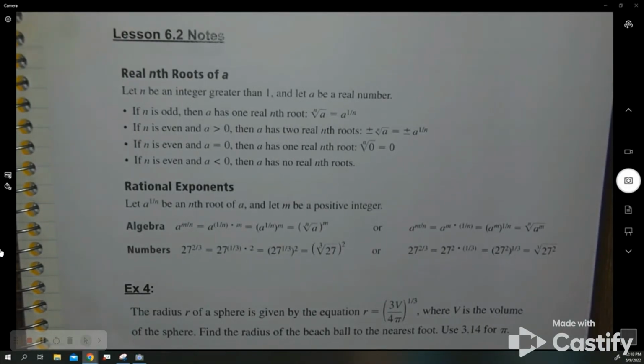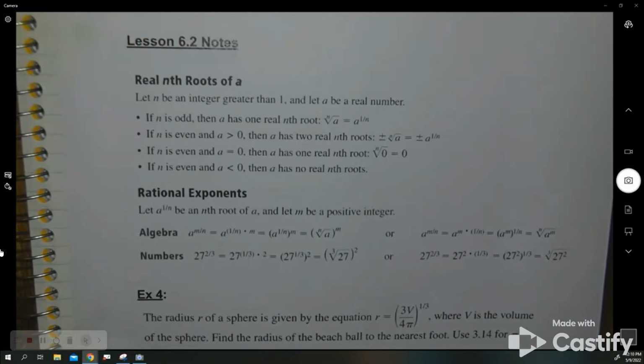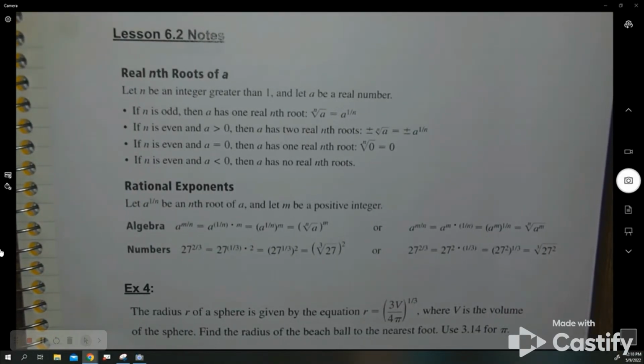And in future courses that you take, you're going to talk about imaginary numbers, which there are some possibilities with in this. We're not going to be dealing with that yet. So let's take a look at these rules.